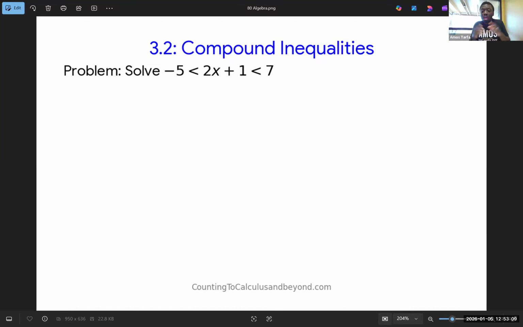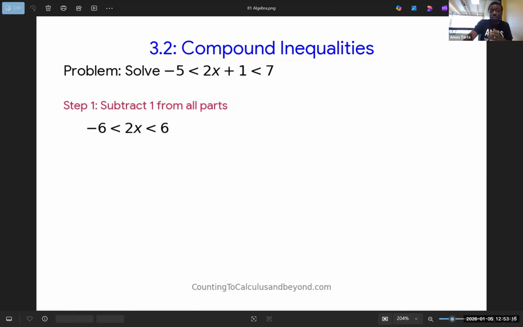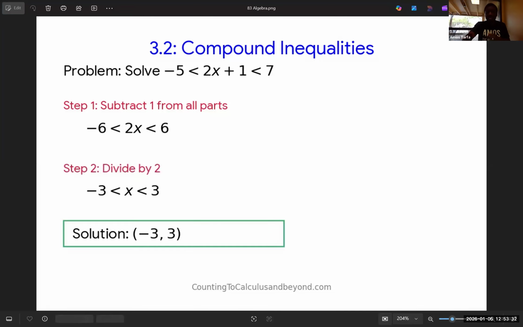And these ones are kind of cool because it's almost like instead of adding to one side and the other side, now you're adding to 3 things, right? Really cool. So in this case, we have to subtract 1 from everything. So we get negative 6 is less than 2x is less than 6. Now we divide everything by 2. We get negative 3 is less than x, which is less than 3. So the solution would be from negative 3 to 3.